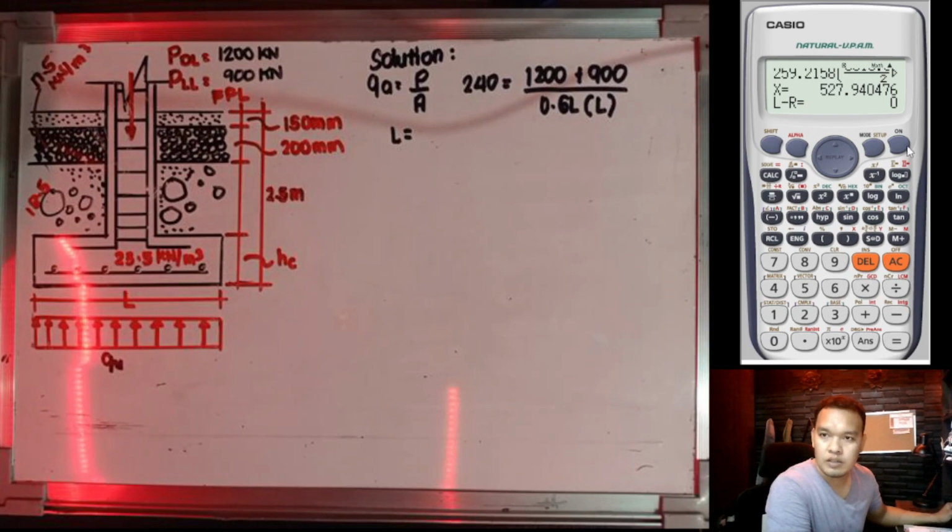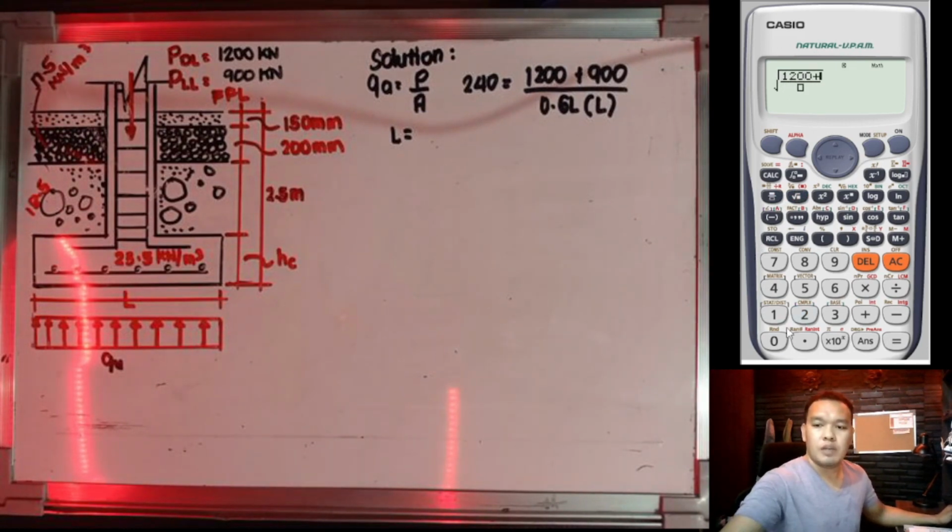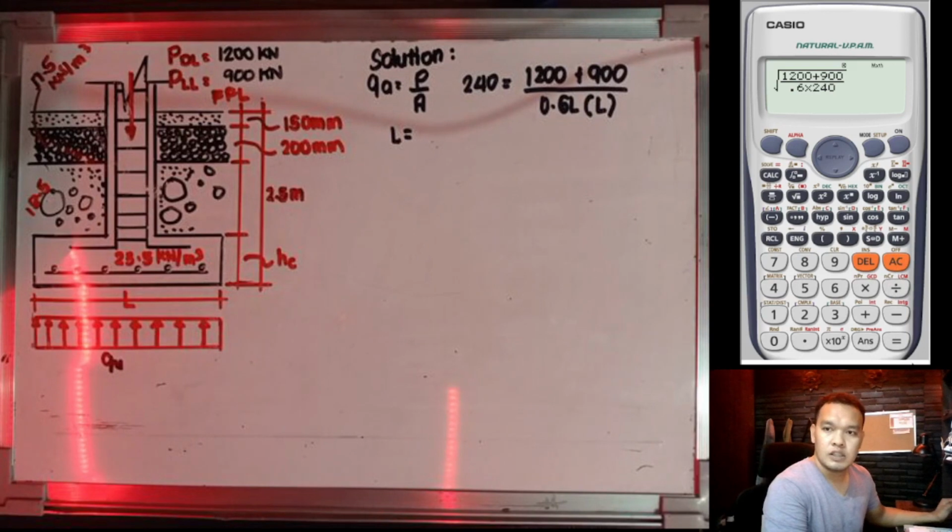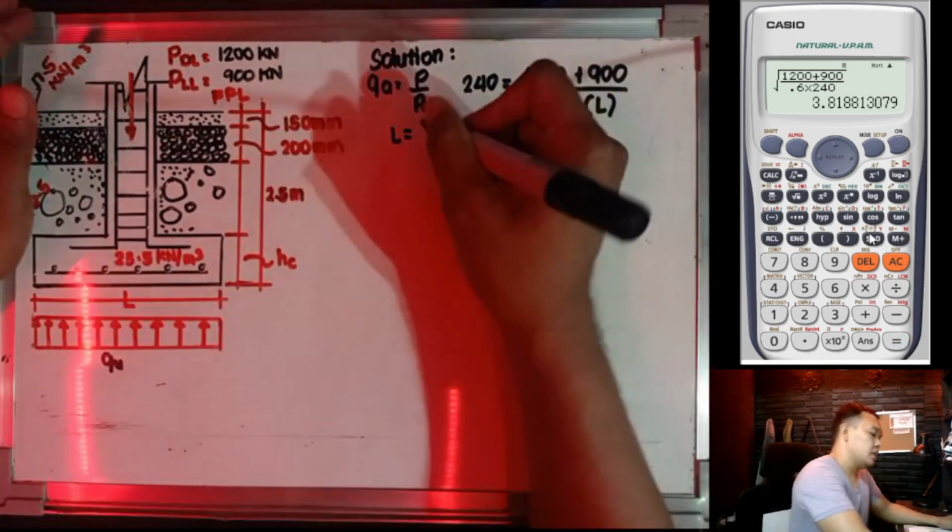So we have here the square root of 1,200 plus 900 divided by 0.6 multiplied by 240. So, I'll input it in the calculator. You can just transpose it.